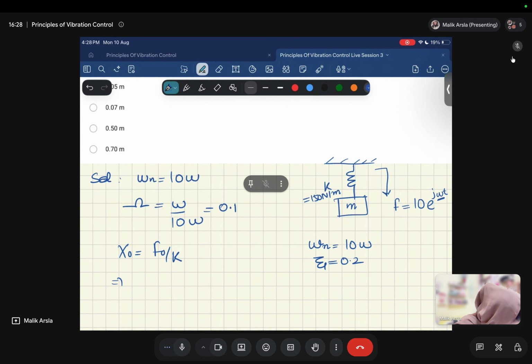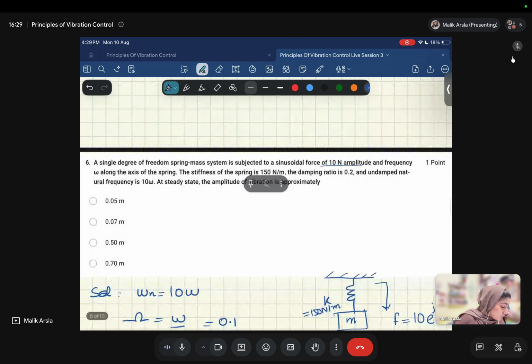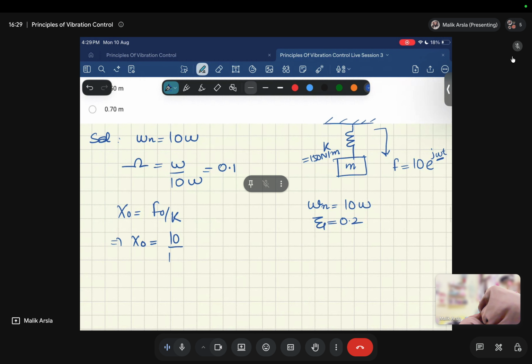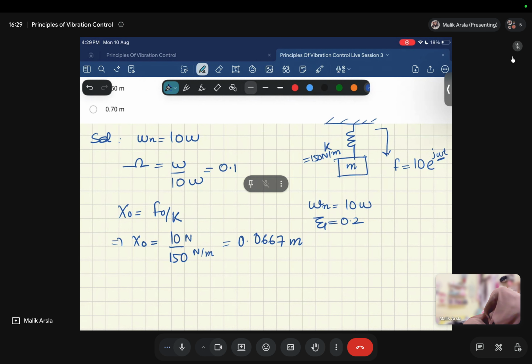So here also, similarly, x naught is equal to, now f naught has been given to us as 10 Newton. So the amplitude of the sinusoidal force upon k, which is given as 150 Newton per meter. So it is coming out to be 10 upon 150. It is coming out to be 0.066 and so on. Let me write it as 0.0667 meter. So this is basically my x naught.